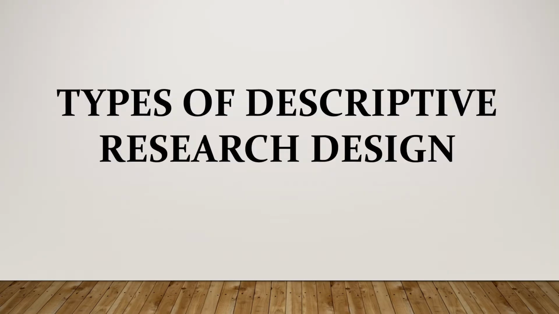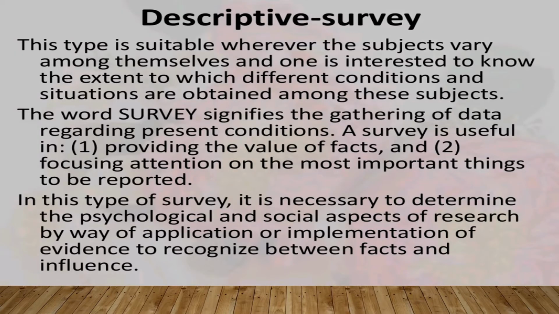Next, the types of descriptive research designs. First is descriptive survey. This type is suitable wherever the subjects vary among themselves and one is interested to know the extent to which different conditions and situations are obtained among these subjects. The word survey signifies the gathering of data regarding present conditions, and a survey is useful in two ways. First is providing the value of facts. The second one is focusing attention on the most important things to be reported.